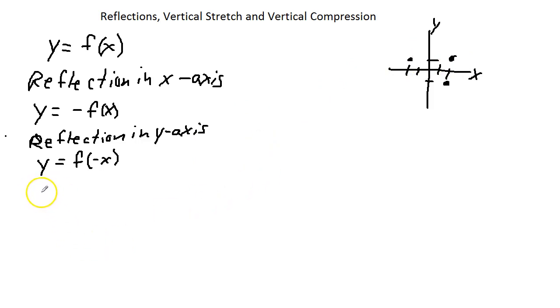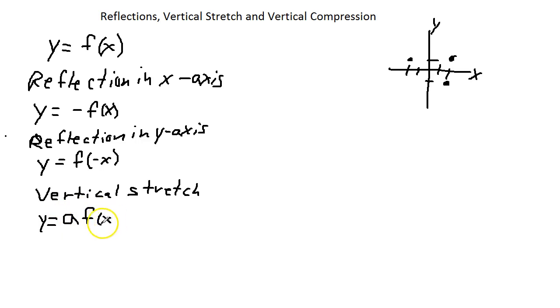Now, another thing we're going to look at as far as how the notation is are vertical stretches and compressions. So a vertical stretch is this. Y equals some number a times our f of x. Now, here's the stipulation. A has to be greater than 1. So that means it's a number larger than 1 multiplied times the function.